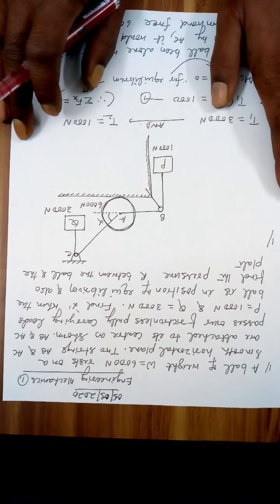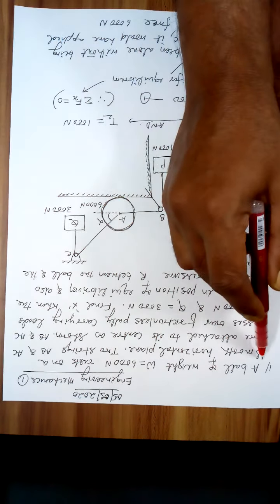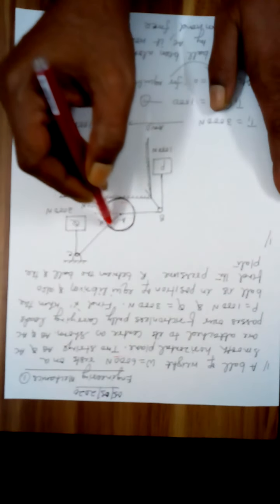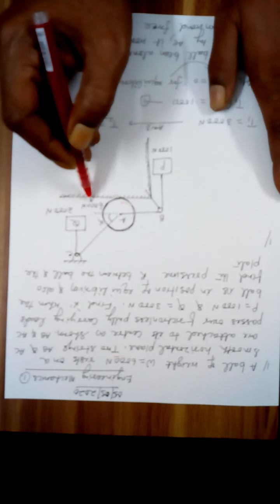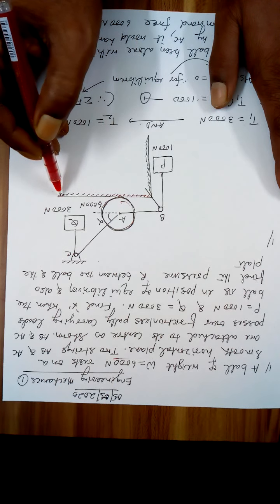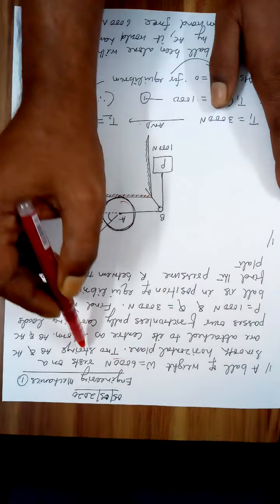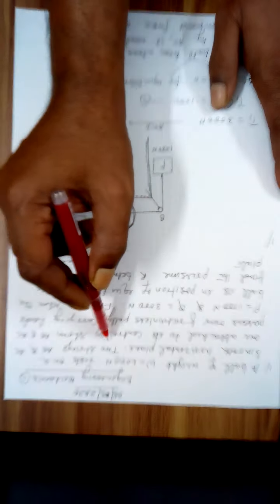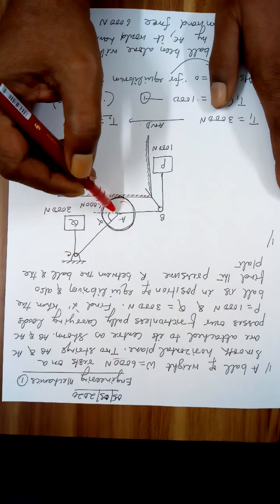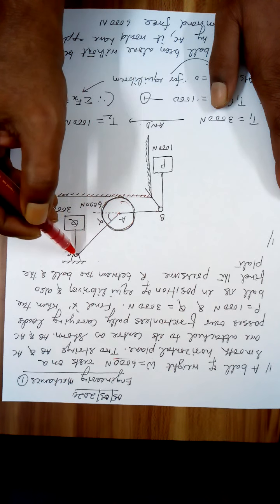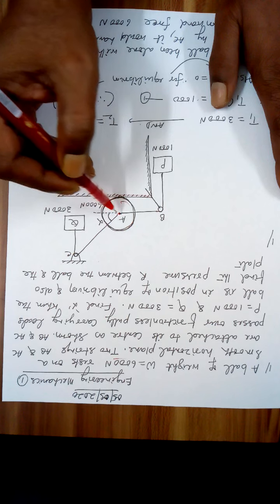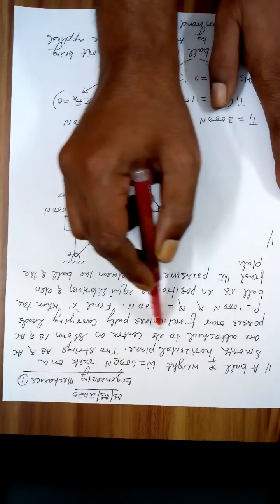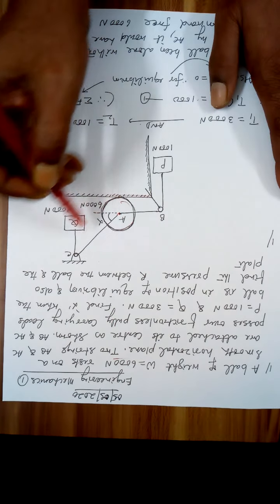Now I think it is visible to you a ball of weight W 6000 Newton. This is a ball, its weight is 6000 Newton, kept on a smooth surface, means there is no friction, rests on a smooth horizontal plane. Two strings AB and AC. AB is one string, AC is another string, both are connected to its center, as shown in the figure.